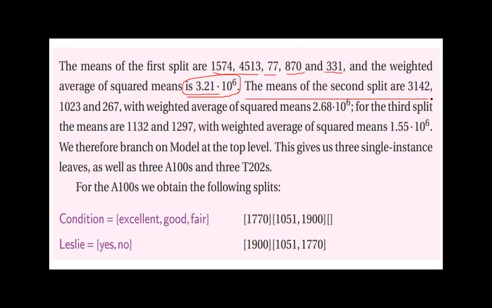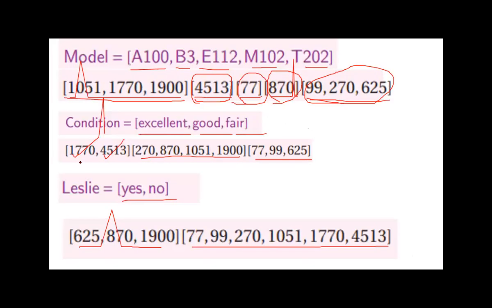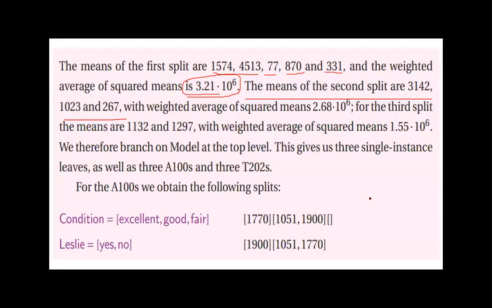Similarly, the means of the second split are 3142, 1023, and 267. This is the second split, and this is one mean, this is the second mean. Similarly, the third split. So for the three splits we have written the means and also calculated the weighted average. It is 2.68 times 10 to the power 6. And for the third split, the means are 1132 and 1297, with the weighted average squared means 1.55 times 10 to the power 6.